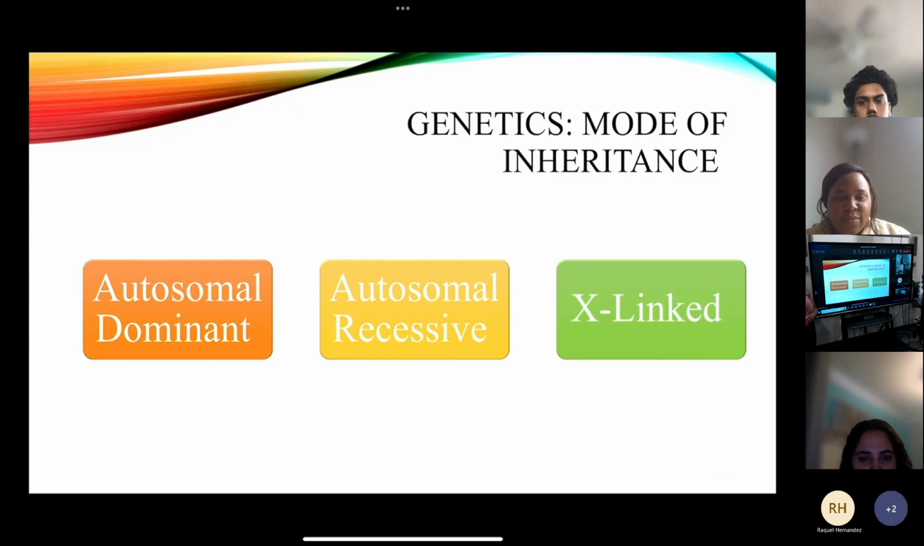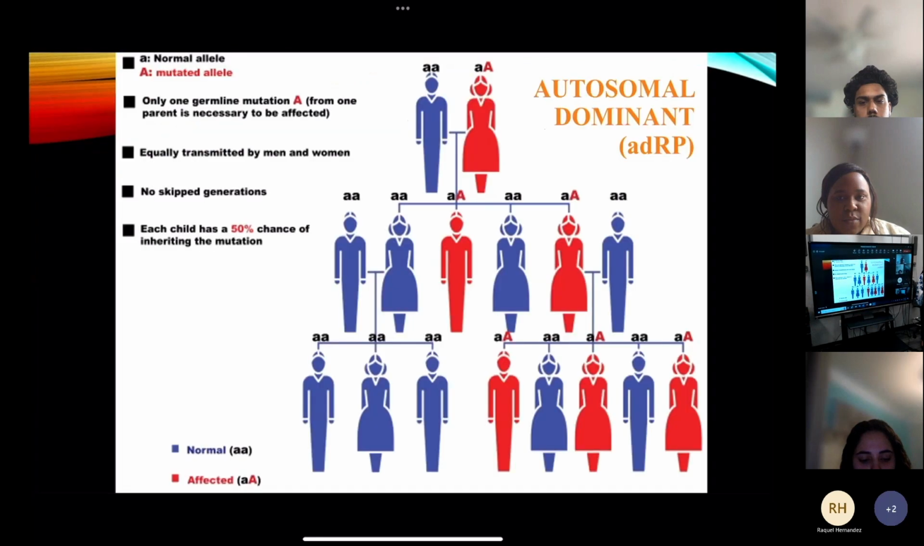So there are three modes of inheritance for retinitis pigmentosa. There's autosomal dominant, autosomal recessive, and X-linked. So autosomal dominant retinitis pigmentosa affects about 20 to 25% of patients with retinitis pigmentosa. So if we look at the pedigree here, we see in the first generation, the grandmother has the dominant allele for retinitis pigmentosa, and her husband is unaffected. They have 4 children. We see that 2 of their daughters are unaffected, and a son and daughter inherit the mutated allele.